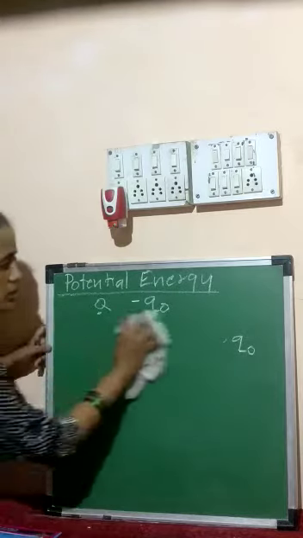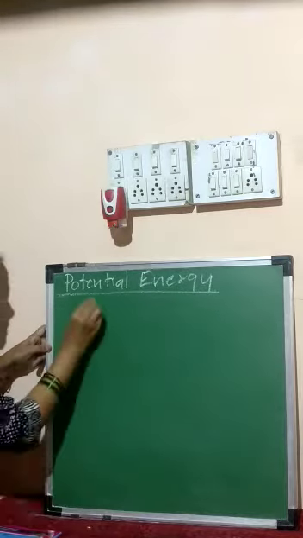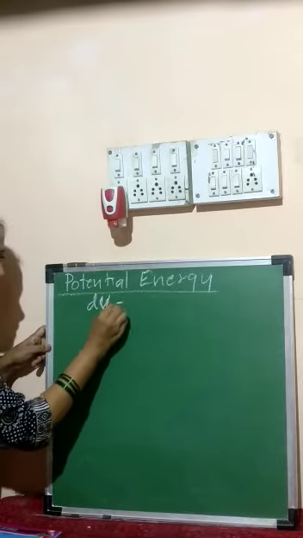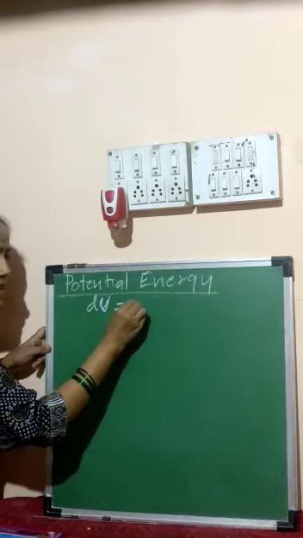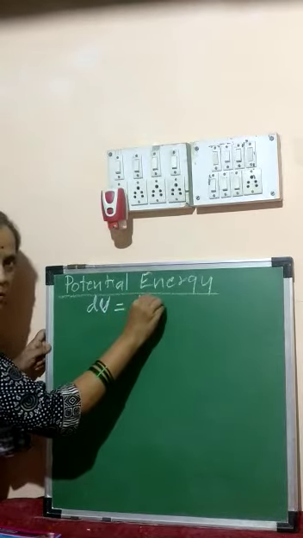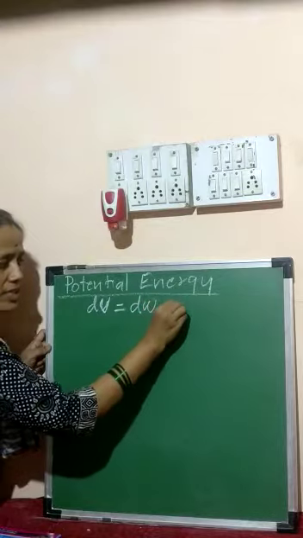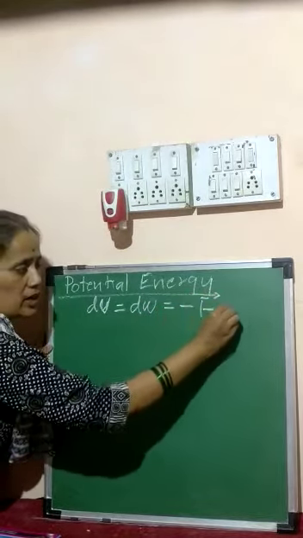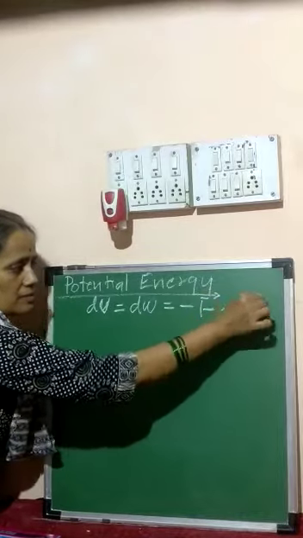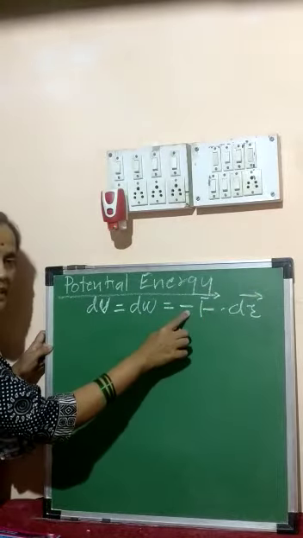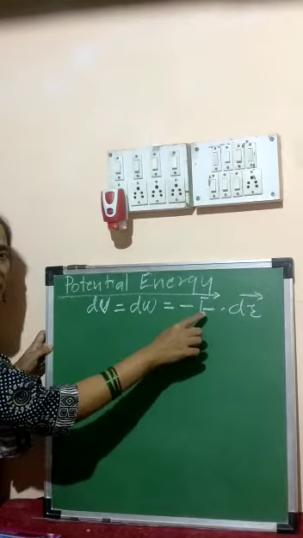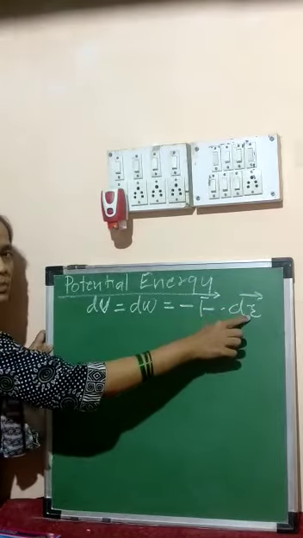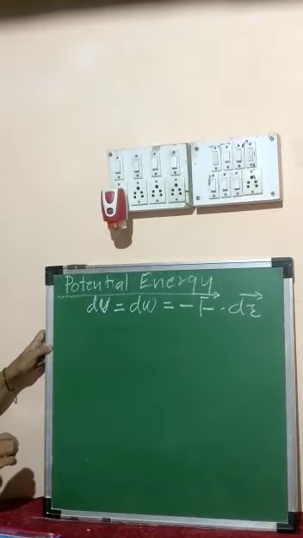So the change in potential energy, dU, must be equal to the work done, dW. That dW is equal to minus F vector dot dr vector. This negative sign indicates that the direction of force and the direction of displacement are opposite to each other.